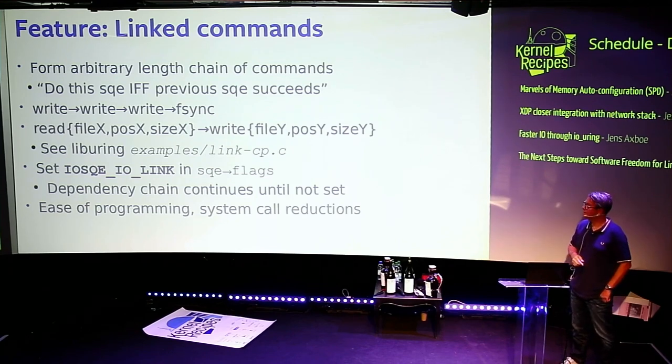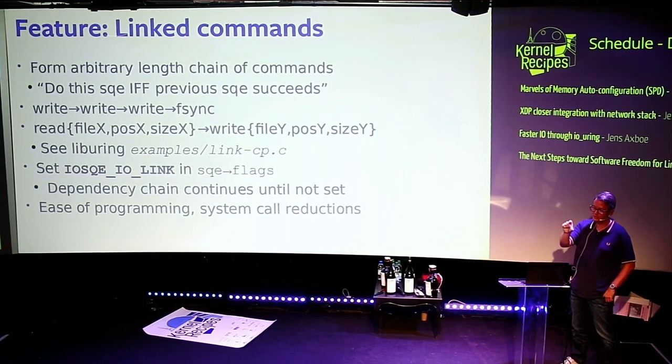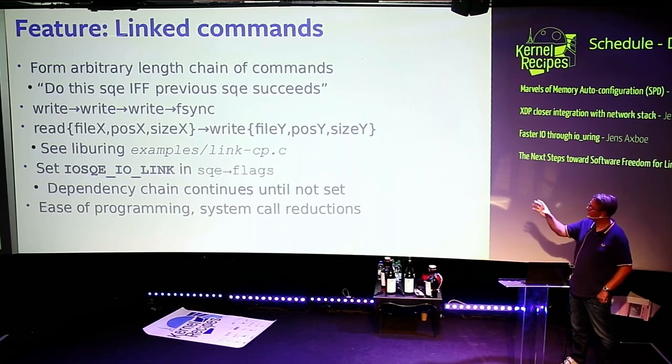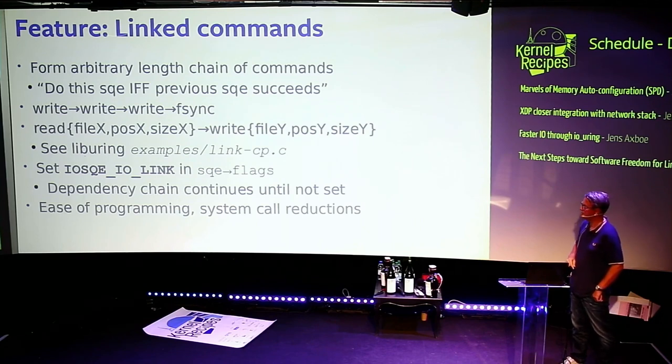Another nifty thing you can do, and I actually wrote an example for this in liburing, is you can do file copies just with single system calls. You'll submit one SQE that's a read from a given file at a given position, size, etc., and then have a write that's linked to that. So it's a different file, different position, size, whatever. That means you can copy chunks of data just using these single system calls and single entries. I actually implemented that in linkcp, that's in liburing. Don't look too much at the error handling and whatnot, it's just a tech demo, I would say.